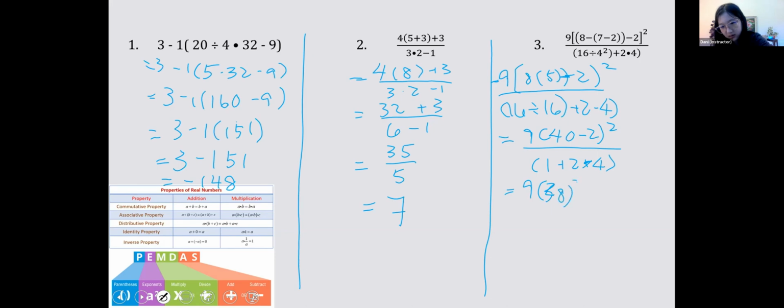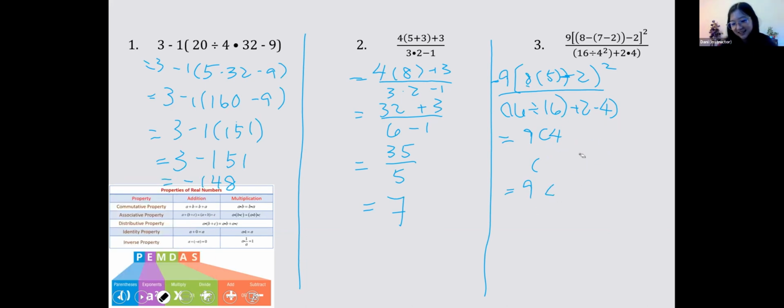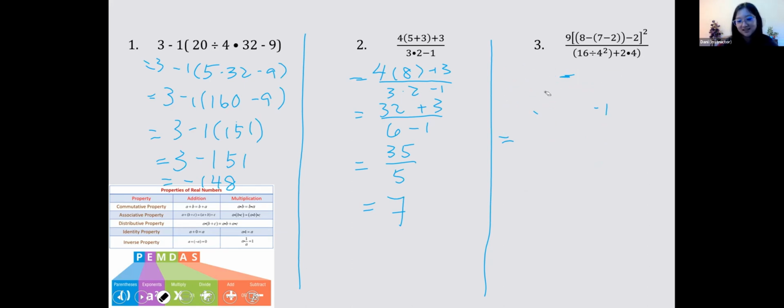38 squared. Oh wait, I just realized I've been doing something wrong the whole time. Give me a second. I am so sorry about this, guys. I did not realize that it's 8 minus. Sorry, guys. I will be doing this in my head, and then we will get to the step that we were just on.